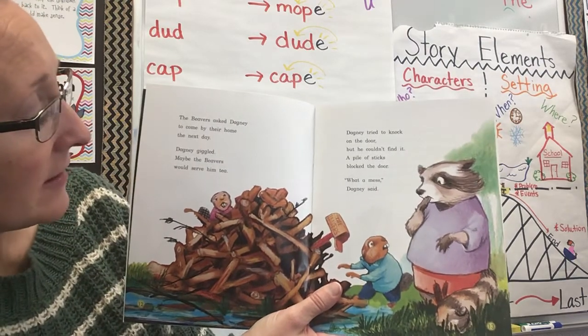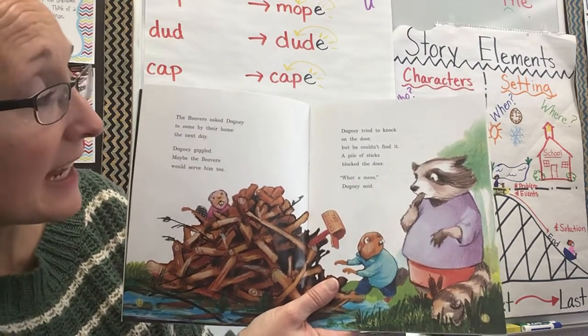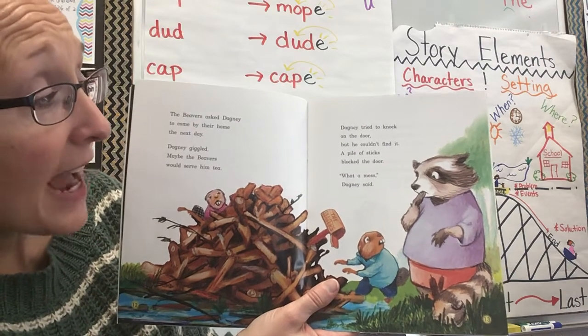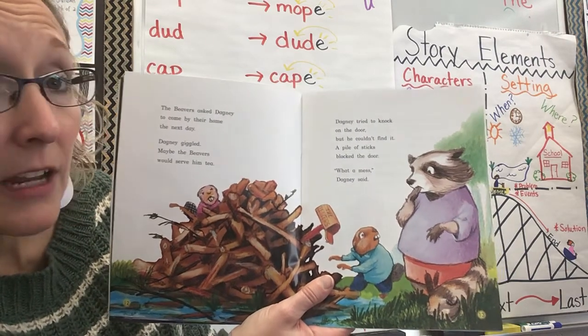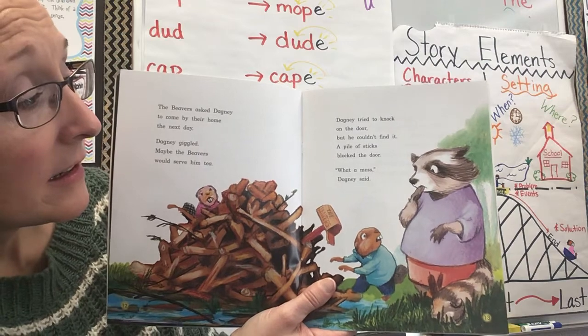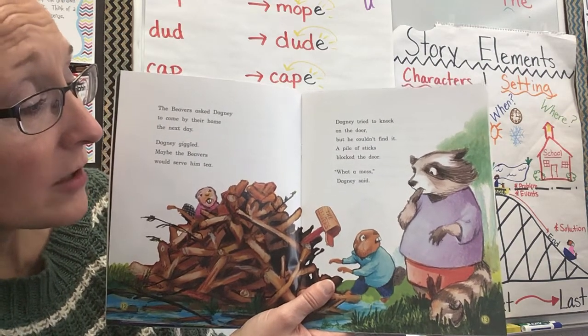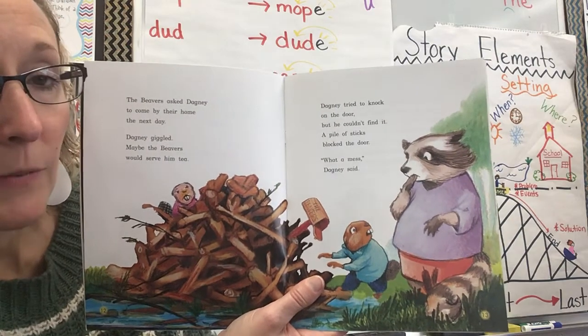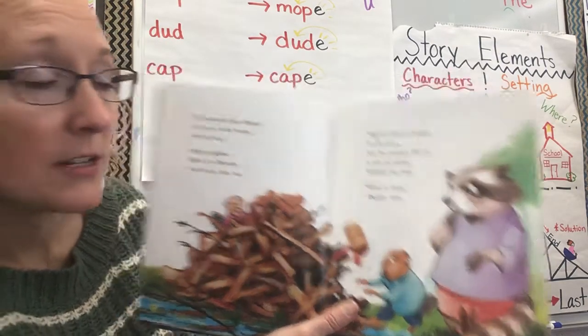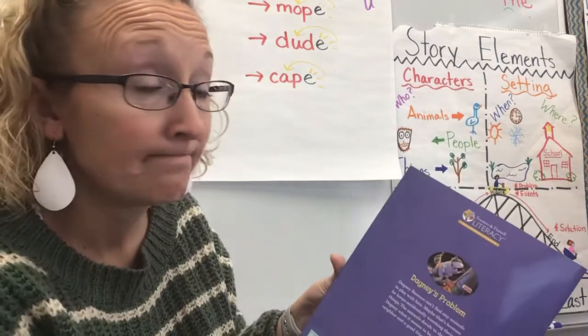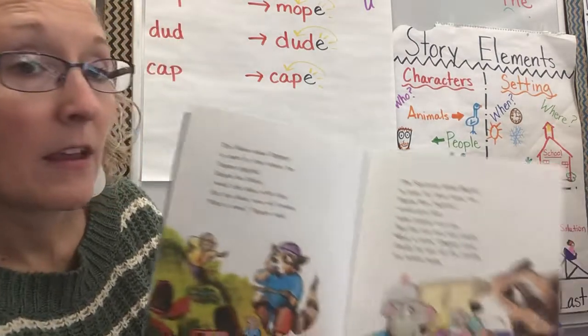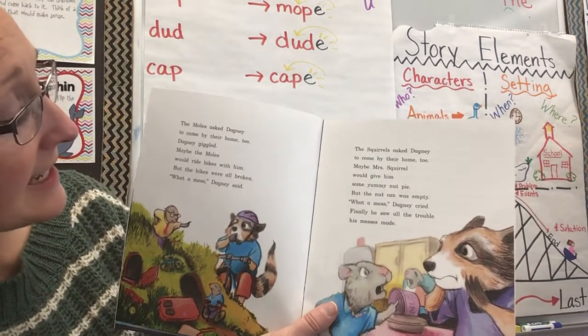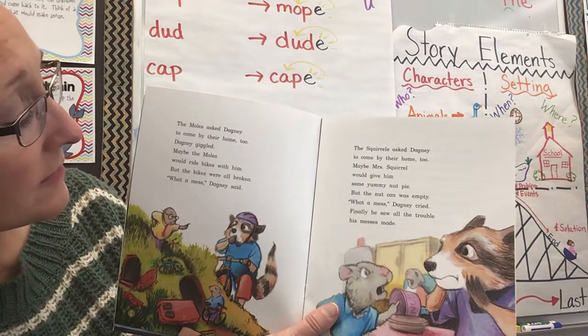Dagny giggled. Maybe the beavers would serve him tea. Dagny tried to knock on the door, but he couldn't find it. A pile of sticks blocked the door. What a mess, Dagny said. Remember what he did to their poor house when he scratched his back with their sticks? That was his fault. The moles asked Dagny to come by their home too.